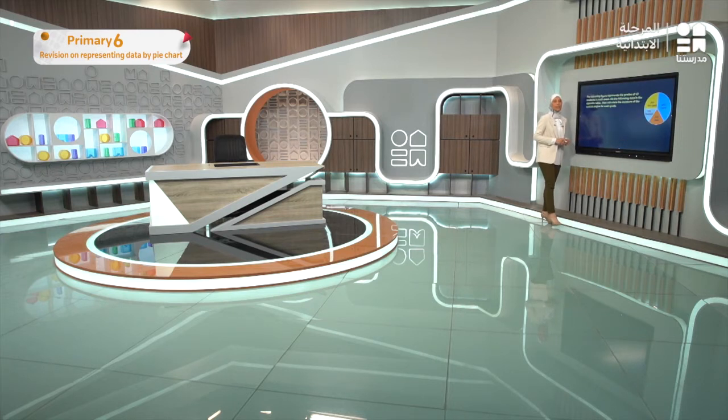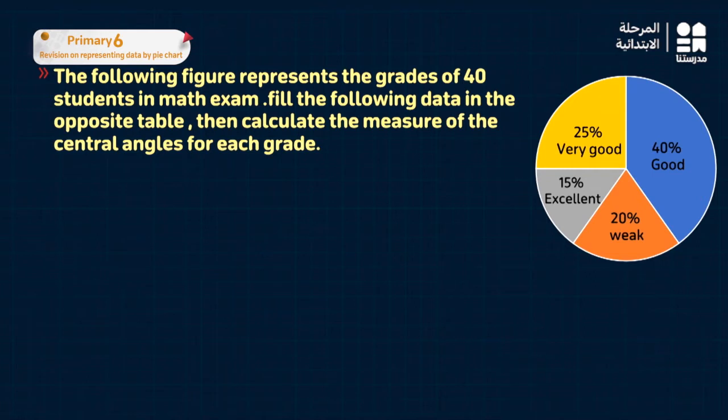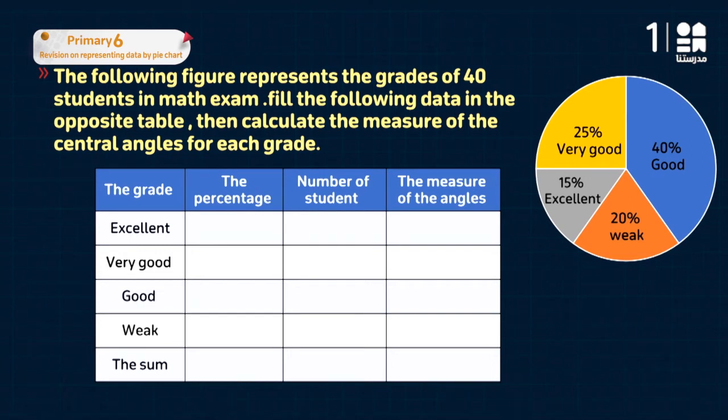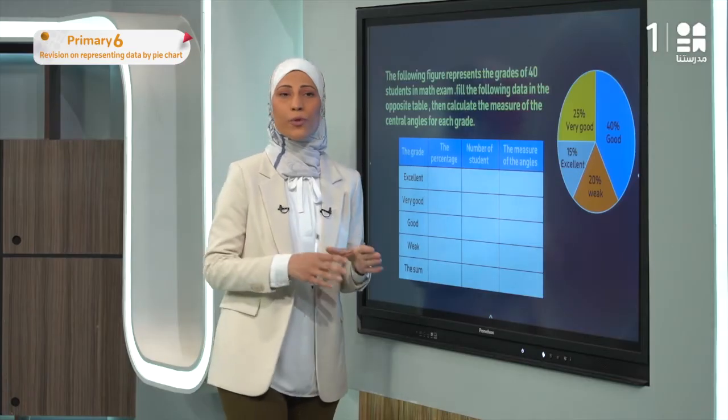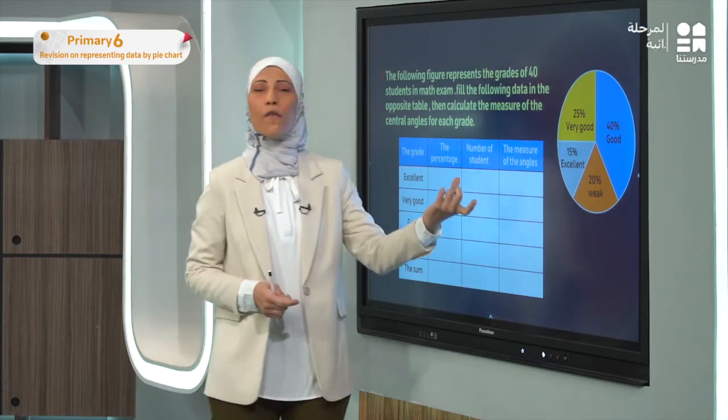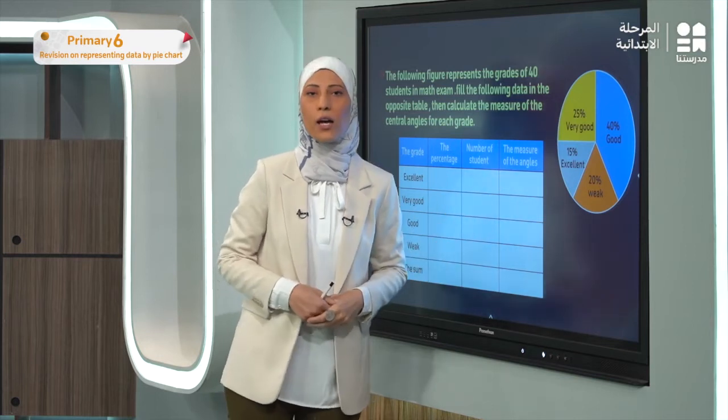First of all, let's see these examples in the pie chart. He tells you to find from the figure; he has already drawn a circle representing data. The following figure represents the grades of 40 students, so the total number of students is 40, in the math exam. Fill the following data in the opposite table, then calculate the measure of the central angle for each grade. So he wants you to complete the table by finding the percentage, the number of students, and the measure of each angle.